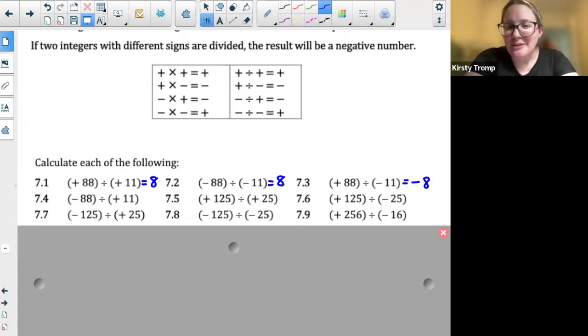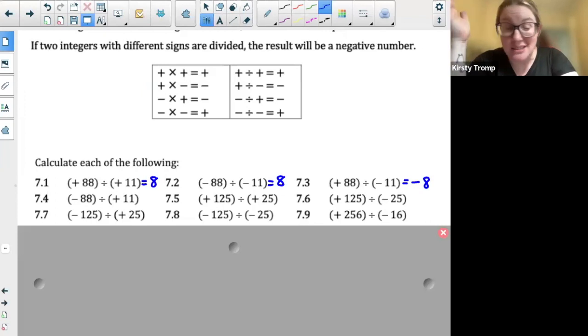So this is what I always say, Lorena. It's exactly the same as when we were doing multiplication. We did it in steps, remember? First we did the sign, and then we did the number. Let's take number 2, because number 1 was easy. Let's do the signs. A negative divided by a negative gives me a positive. Signs done. 88 divided by 11 gives me 8. Numbers done.